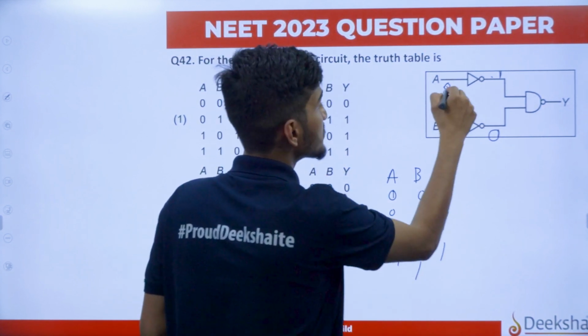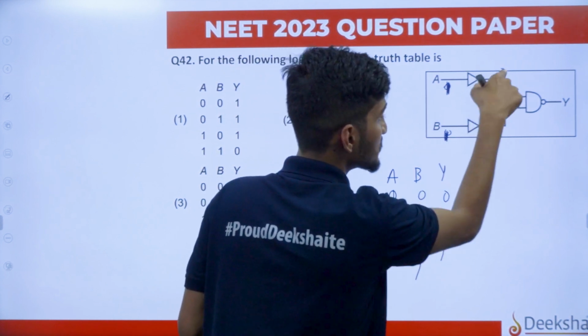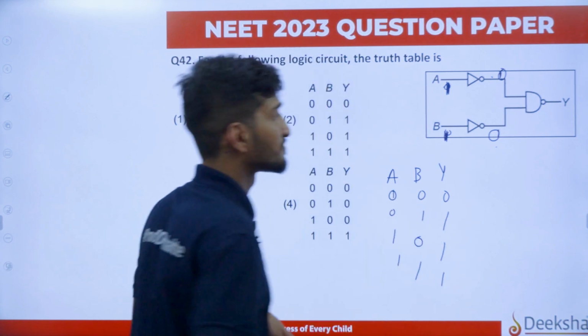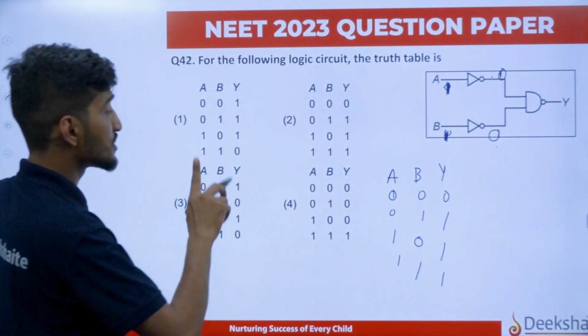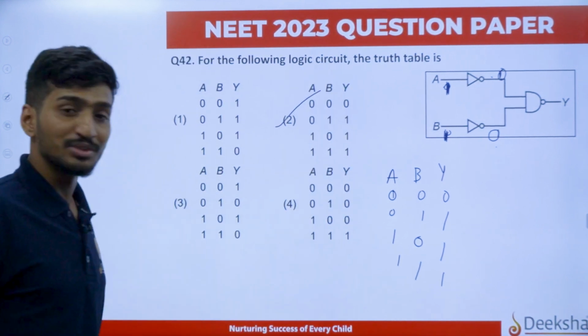Let's go to 1 and 1. Let's make these two 1 and 1. Now if this is 1, this becomes 0. This is 1, this becomes 0. 0 into 0 is 0. Flip that, that's 1. So let's check where this table lies. 0, 0, 0; 0, 1, 1; 1, 0, 1; and 1, 1, 1. That's option number 2. That's the answer.